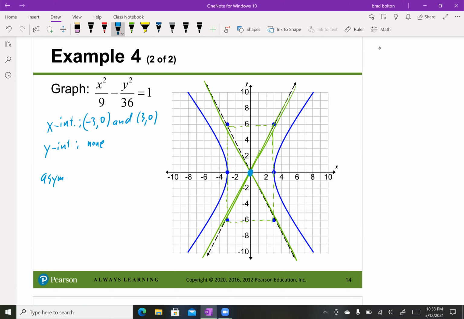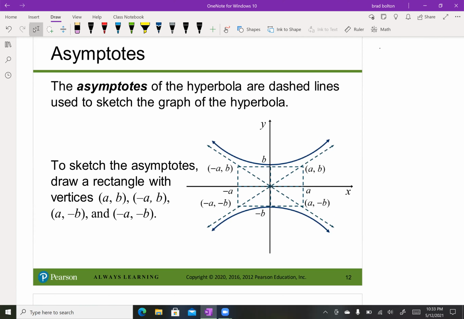So the asymptotes, I don't think for our book they want us to go too crazy into asymptotes. To sketch the asymptotes, draw a rectangle with these vertices. So yeah, for our class, we're not going to go too heavily.